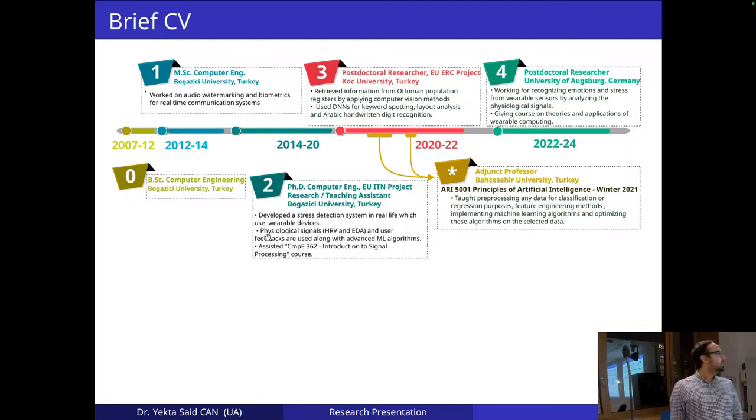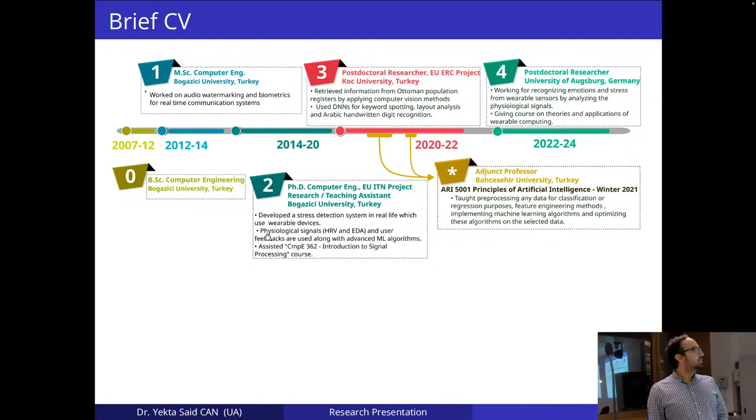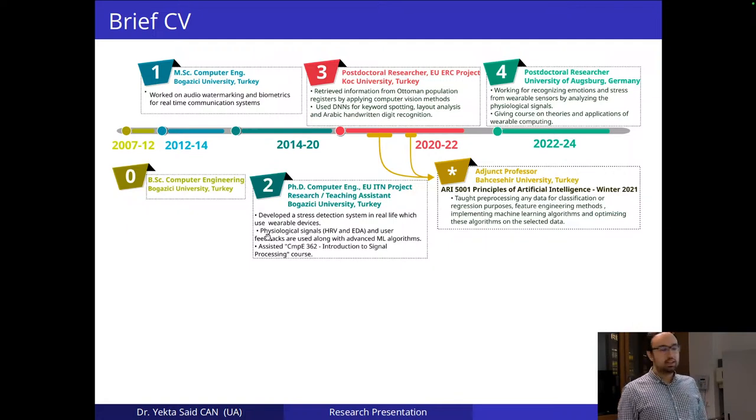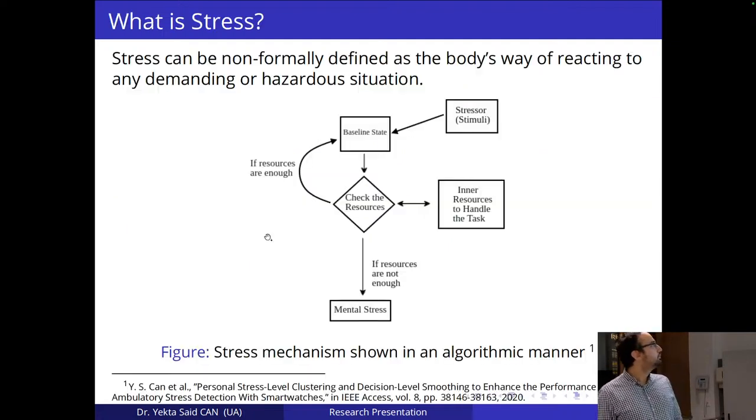After my PhD, I worked as a postdoctoral researcher in a prestigious EU ERC project for 2 years. Then I moved to Germany. For 2 years now, I have been working as a postdoctoral researcher at the University of Augsburg.